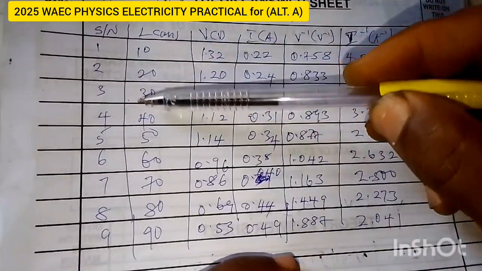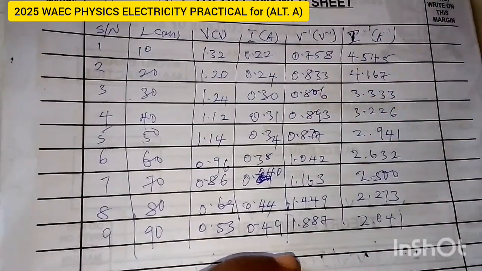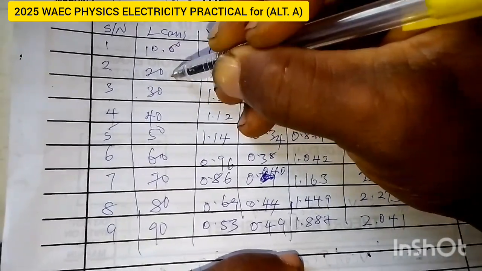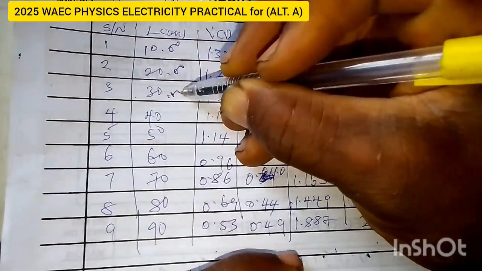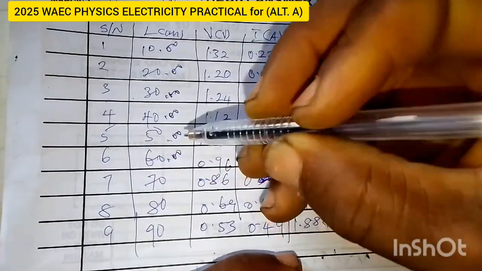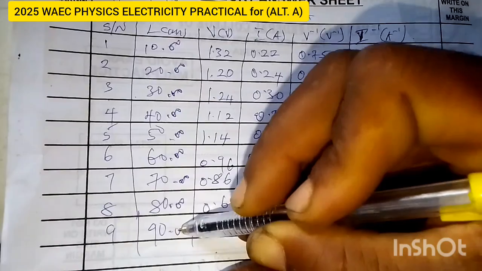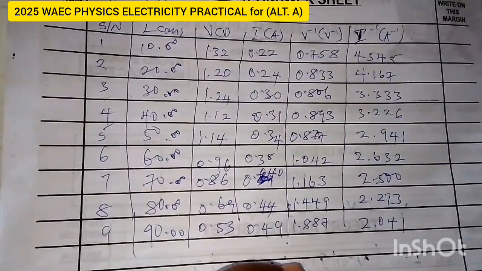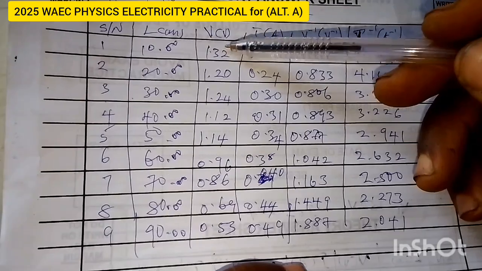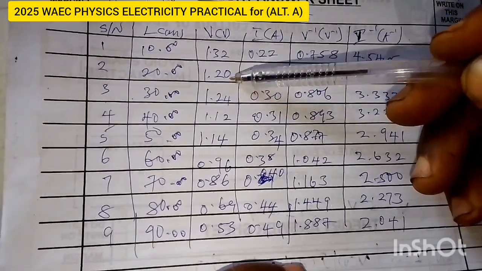So as the length is increasing, the current increases also. Remember, you must be consistent with your DP. All these values recorded from a device must be recorded to at least 2 DP. Now here, if you notice, the first voltage gave us 1.3. Now the second one, it dropped.